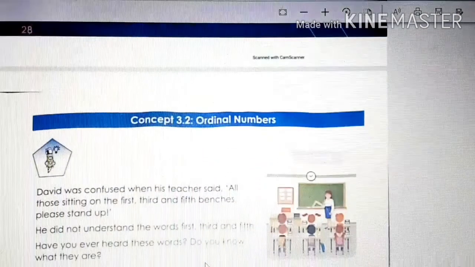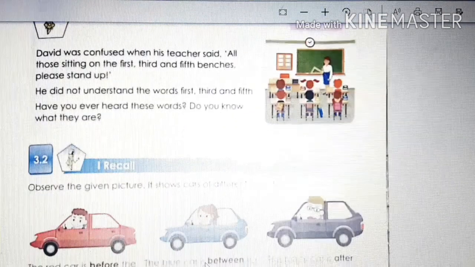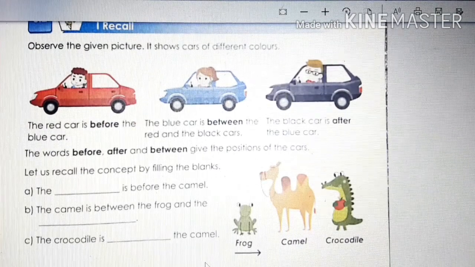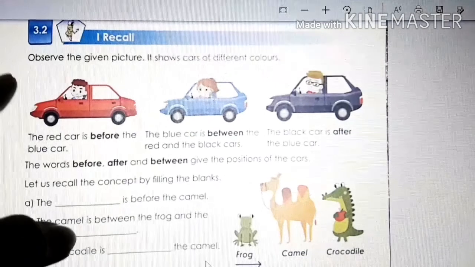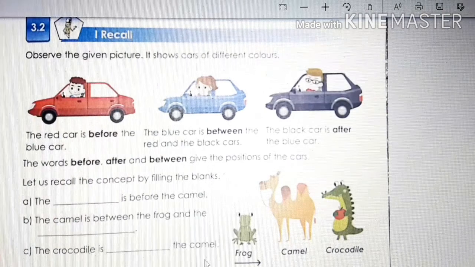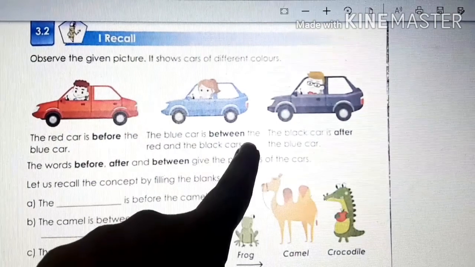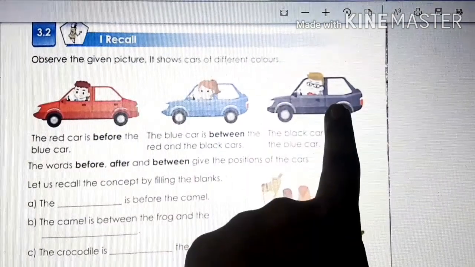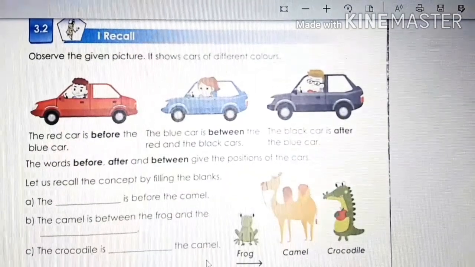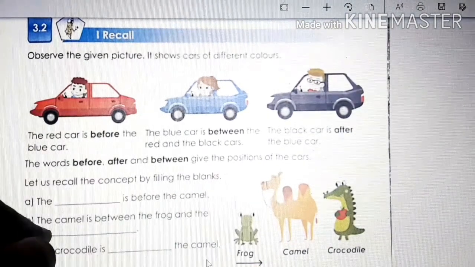Next, let's start with today's new topic, that is ordinal numbers. So children, before that there is a recall question. Let's do it. Observe the given picture. It shows cars of different colors. The red color car is before the blue color car. The blue color car is between the red color and black color car. The black color car is after the blue color car, isn't it?